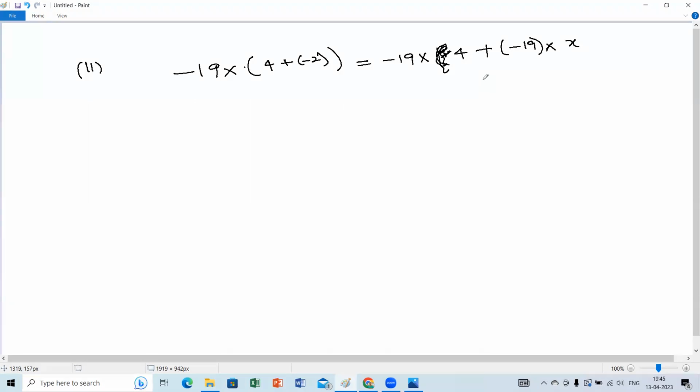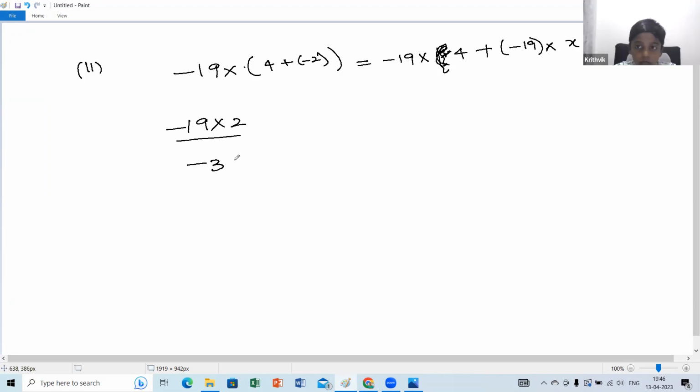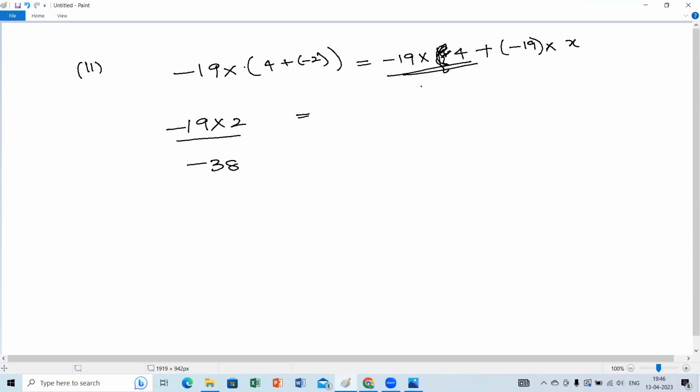Come on, children, how are you supposed to do it? First think of the left side: negative 19 multiplied with 4 plus minus 2. What is the value of 4 plus minus 2? It is 2. Two times negative 19 is minus 38. Now the right side: 19 times 4 is 76, so minus 76. Very good. Again, minus into minus, minus 19x.